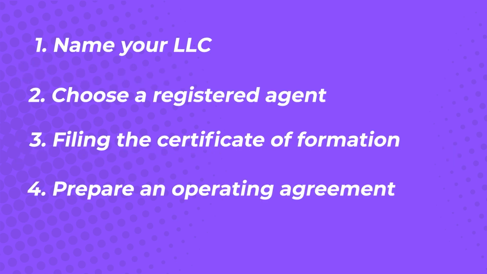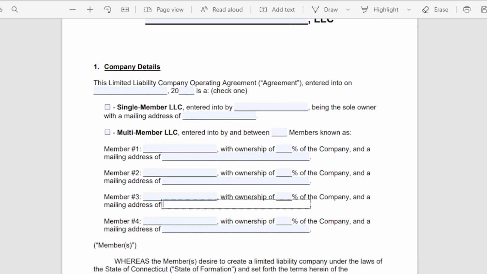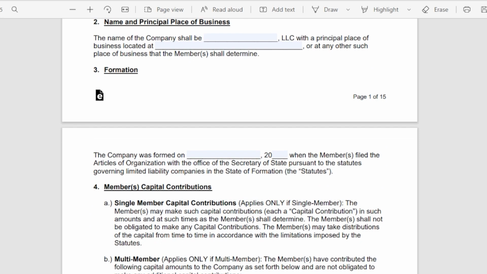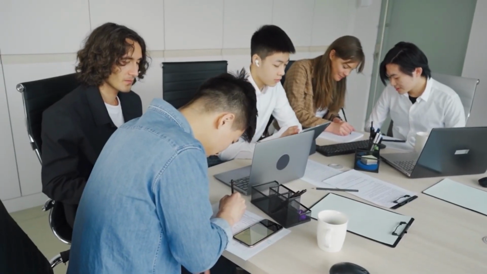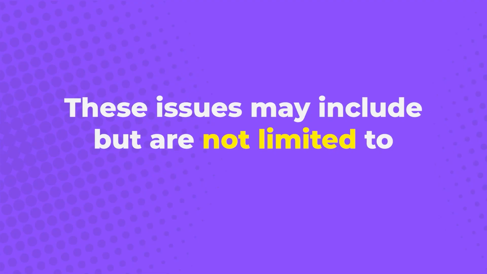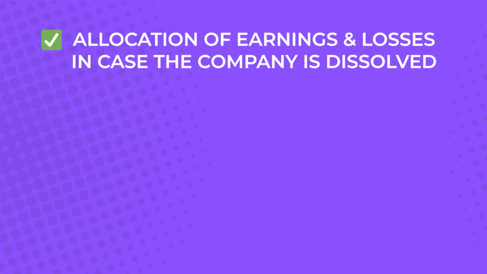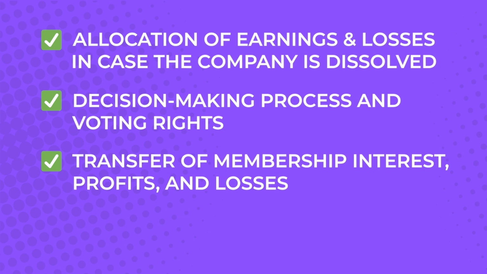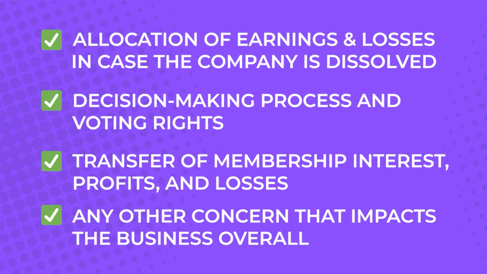Step 4. Prepare an operating agreement. The state of Iowa does not require LLCs to have an operating agreement, but it is a good business practice to have one. Having a document that will guide all company members, especially co-owners, directors, managers, and even new hires is always better. An operating agreement outlines every critical process that needs to be followed, especially regarding big picture issues. These issues may include, but are not limited to, allocation of earnings and losses in case the company is dissolved, decision-making process and voting rights, transfer of membership interests, profits and losses, and any other concerns that impact the business overall.